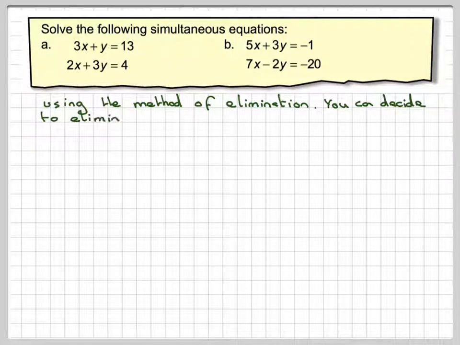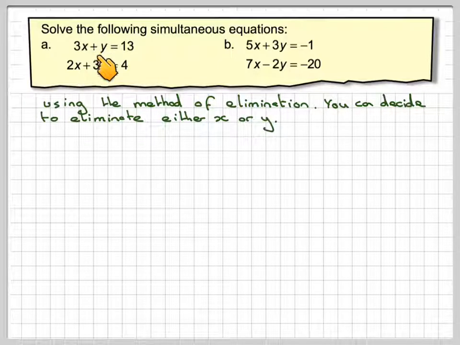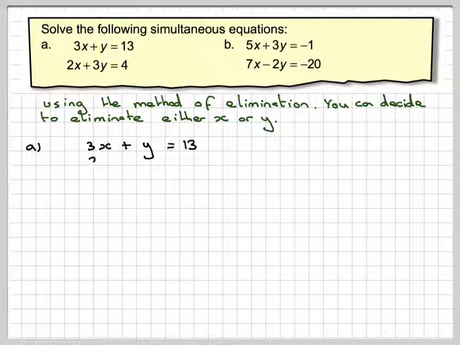Using the method of elimination, you can decide whether you're going to eliminate the x's or the y's in this problem, and we're going to go for the y's. So write down the two equations, 3x plus y is equal to 13, 2x plus 3y is equal to 4. You should number them. Number the first one 1 and the second one 2, so then you can refer back to them. Now the idea is that we have to try and make the y's the same.